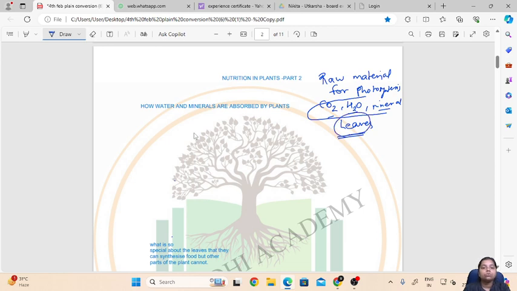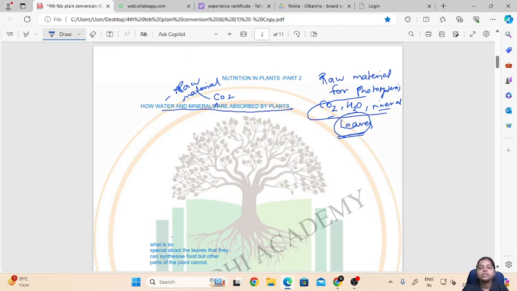So let's see how water and minerals are absorbed by the plant. That is the question. So we have to learn water and minerals. These are the raw materials. One more raw material is there along with minerals, and that is carbon dioxide. So how is carbon dioxide absorbed by the plants?